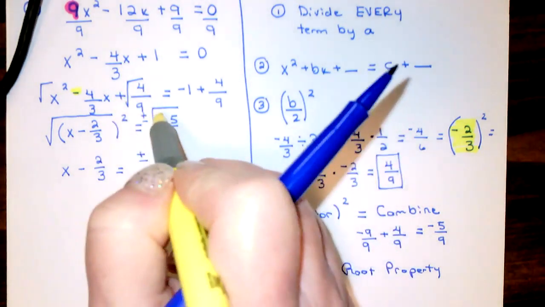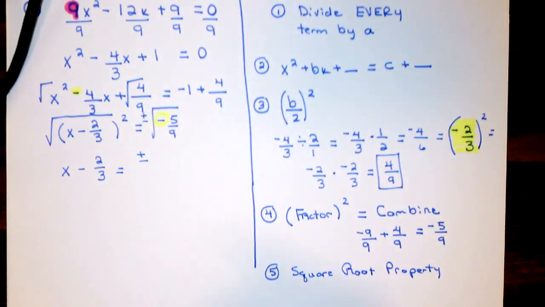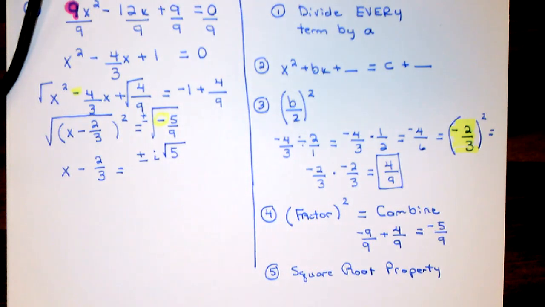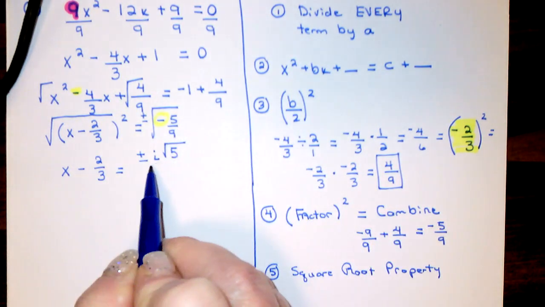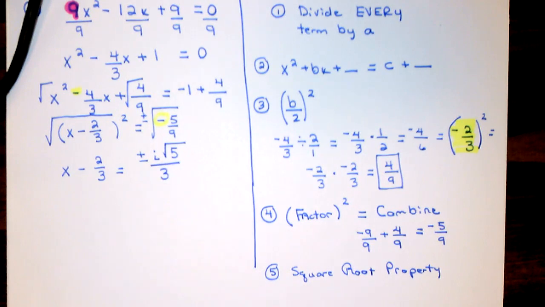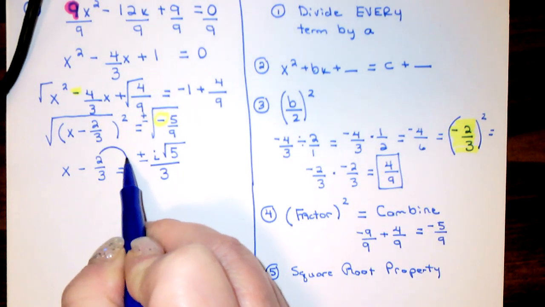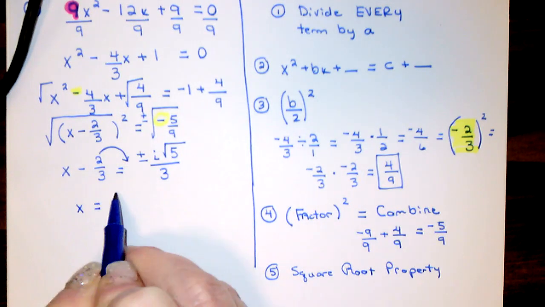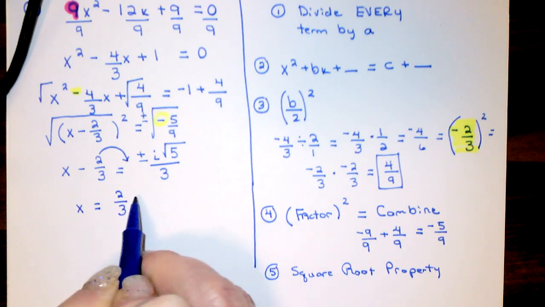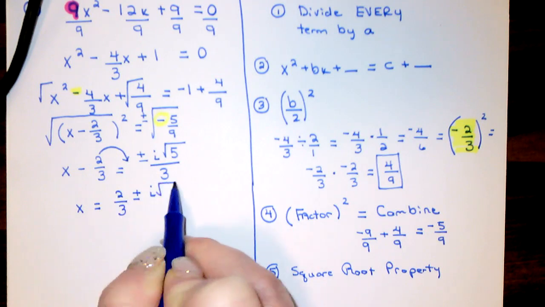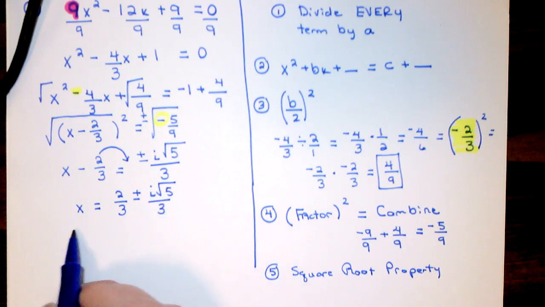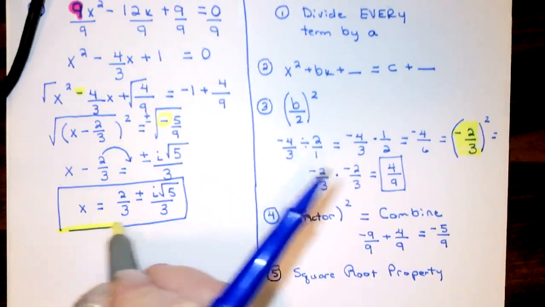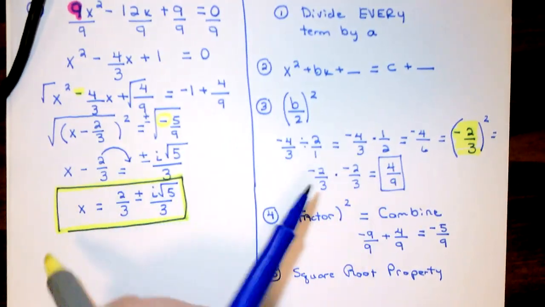Now, remember, when you have a negative under the square root, you're going to take out an i. So that top is going to simplify to i root 5. The bottom, which is a square root of 9, will go to a 3. Then you're going to bring that over by adding the 2/3. So you're going to get x equals 2/3 plus or minus i root 5 all over 3. And that would be your solution to that question.